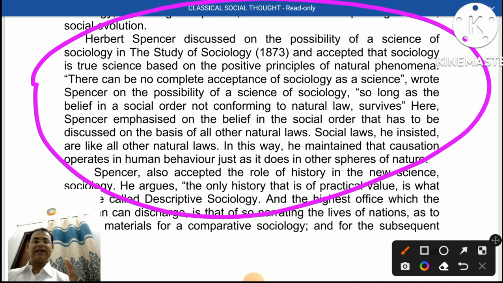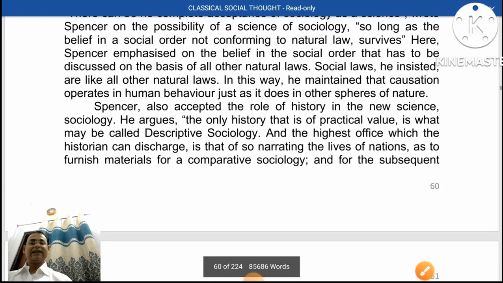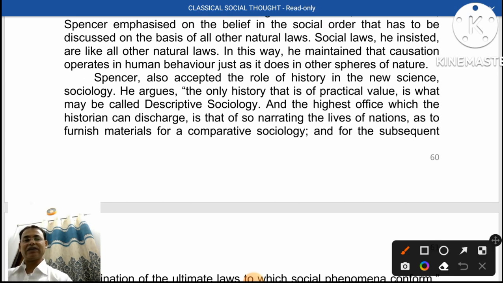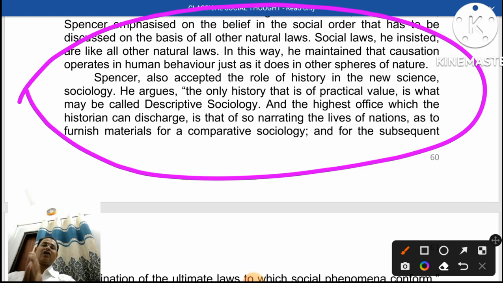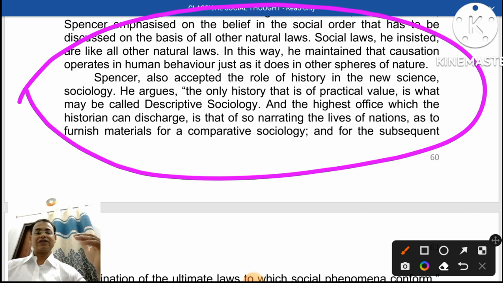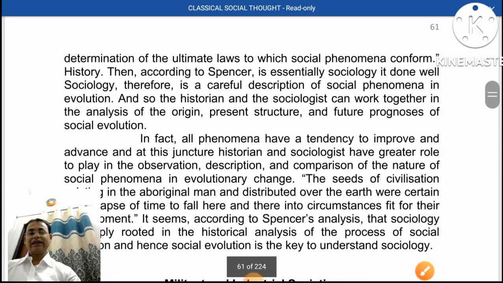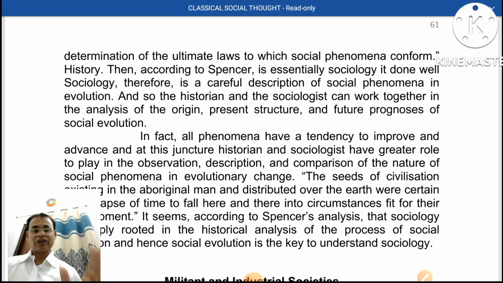Here Spencer emphasized that the belief in social order has to be discussed on the basis of all other natural laws. Social laws, he insisted, are like all natural laws. In this way, he maintained that causation operates in human behavior just as it does in other spheres of nature. Spencer also accepted the role of history in the new science. Sociology, he argues, is such that the only history of practical value is what may be called descriptive sociology, and the highest office which the historian can discharge is that of so narrating the lives of nations as to furnish material for comparative sociology and for the subsequent determination of the ultimate laws to which social phenomena conform.